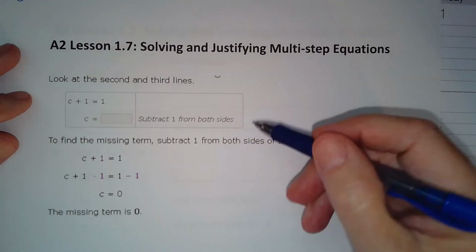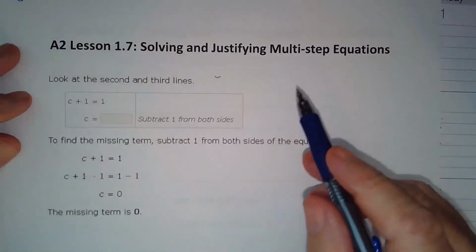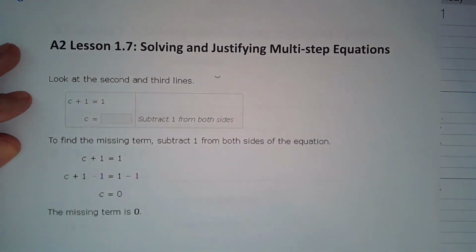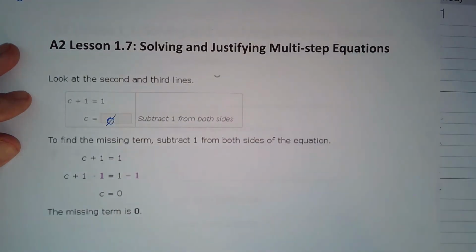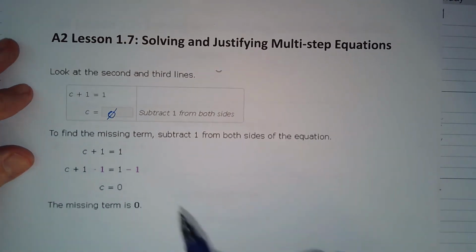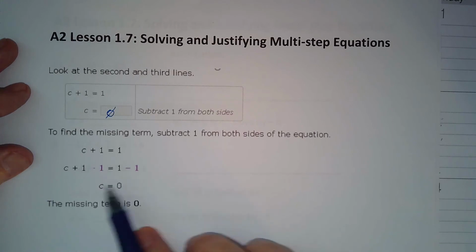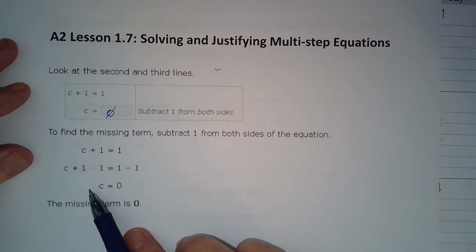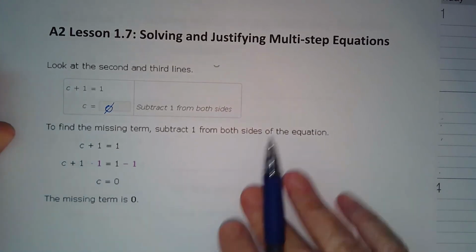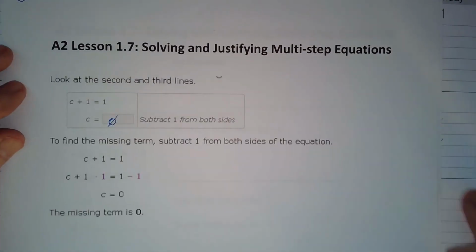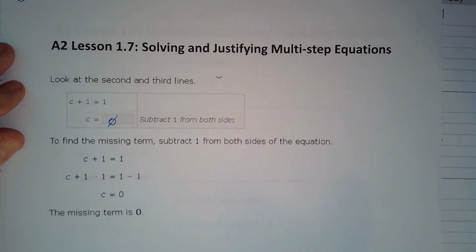All right, here we did it. Subtract 1 from both sides because the missing term was the 1. And so that means that c has got to equal 0. Then here's the actual math that was done. c plus 1 equals 1, and you subtract 1 from both sides, you get c equals 0, and the missing term is 0. All right, you want to take a quick picture of that, you may.